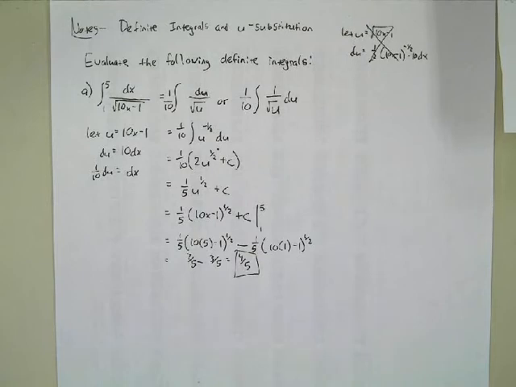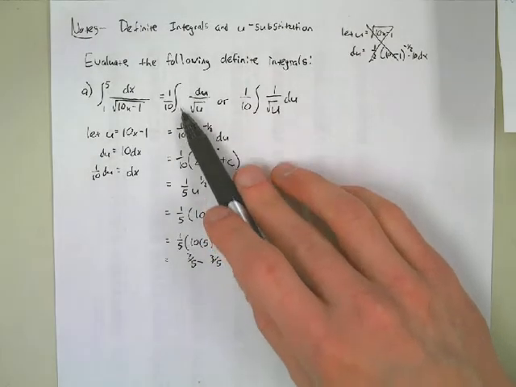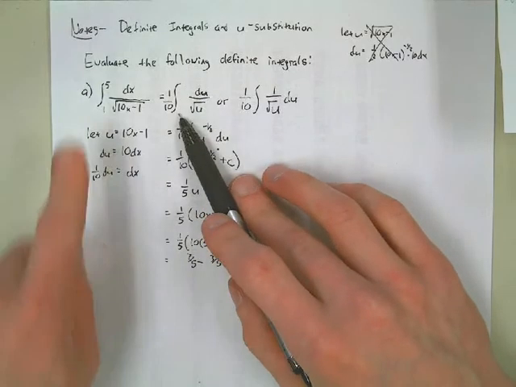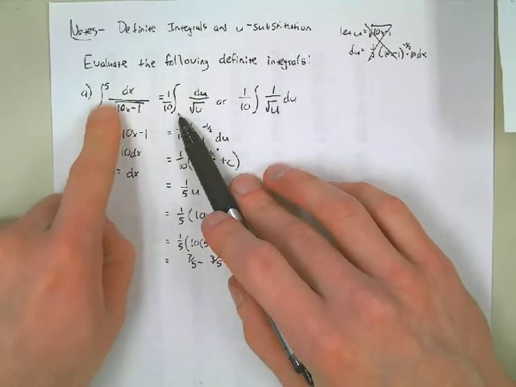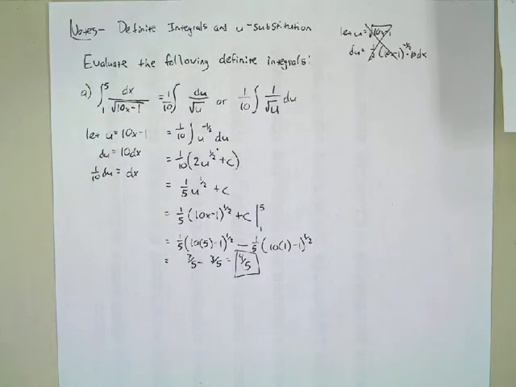Now, that's one way to do these. However, there is an alternative way to do this. There is a way to get numbers for these limits of integration. We can't use the 1 and 5 because those were x limits of integration. So we somehow need to come up with u limits of integration here.